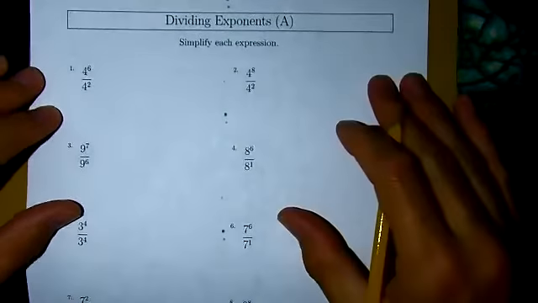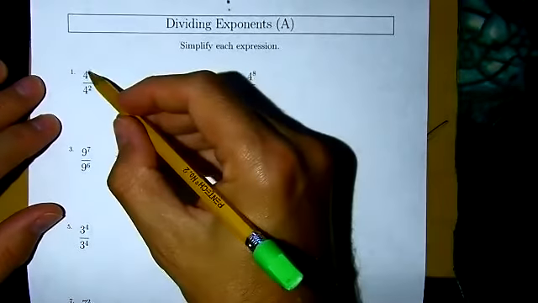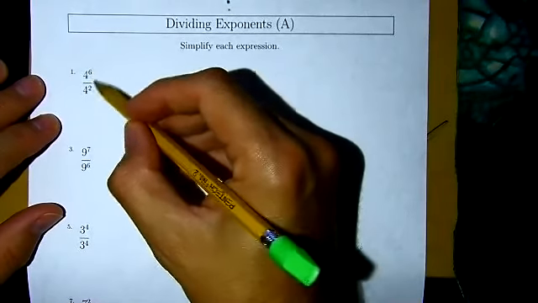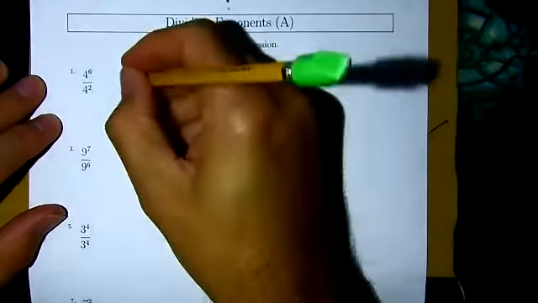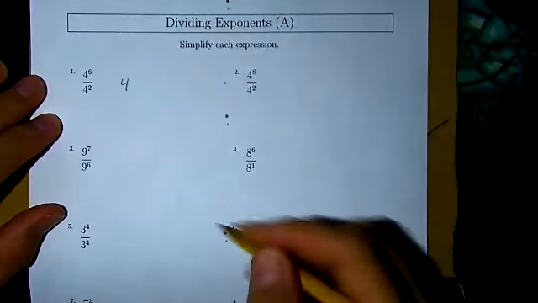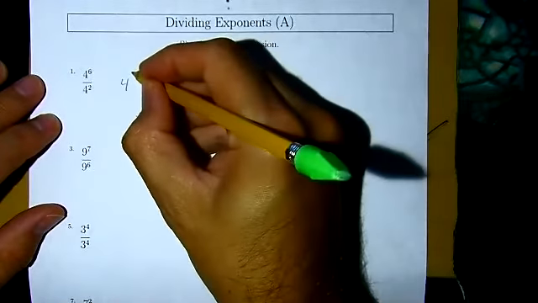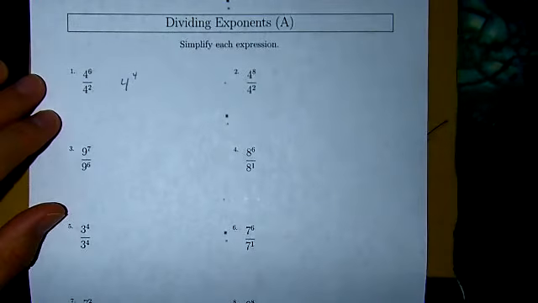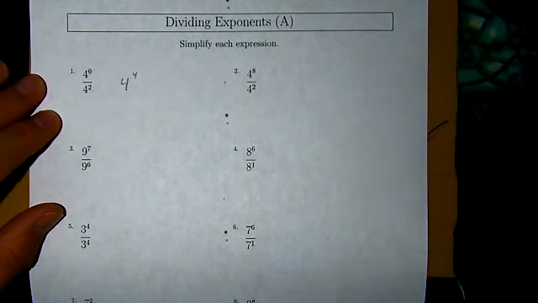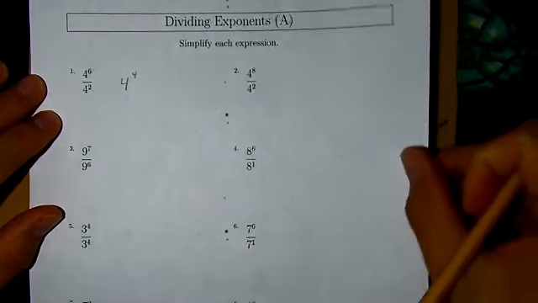This one's dividing. So since our larger exponent is at the top, we just simply subtract, bring our base, and then 6 minus 2 is 4. So that one's just going to be 4 to the 4th, and it's done. Remember, if you get an exponent of 0, it just turns into 1.